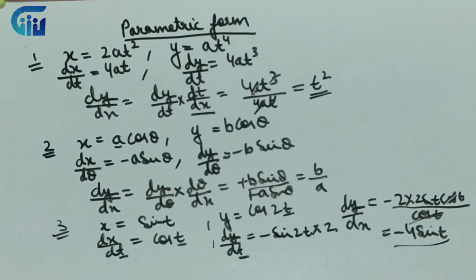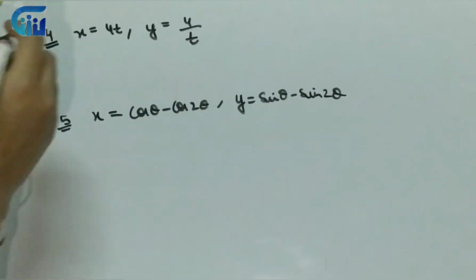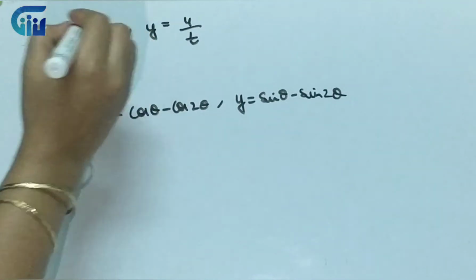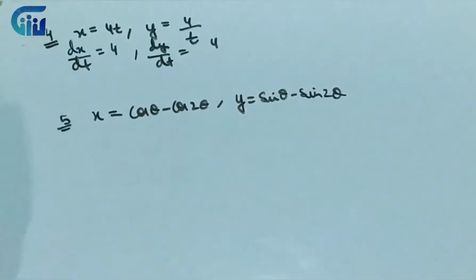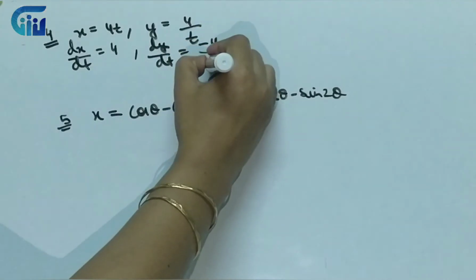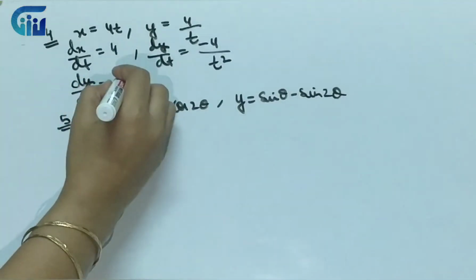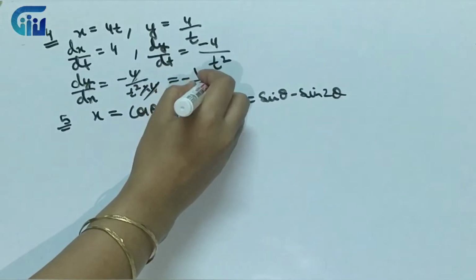We will move on to the next question, question number 4. Question number 4 is x is equal to 4t, y is equal to 4 upon t. Again just observe it with respect to t. So 4 will be as it is, the derivative of t is 1, so the answer will be 4. Over here it is dy by dt, again 4 will be as it is, and 1 upon t. You can compare 1 upon t with 1 upon x. Had it been 1 upon x, the derivative would have been minus 1 upon x square. Similarly, if it is 1 upon t with respect to t, the derivative will be minus 1 upon t square. So again dy by dx will come out to be minus 4 upon t square into 4. So this will be minus 1 upon t square.